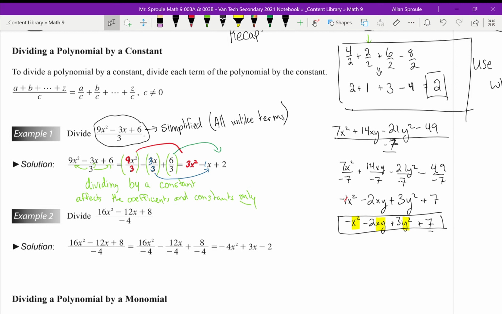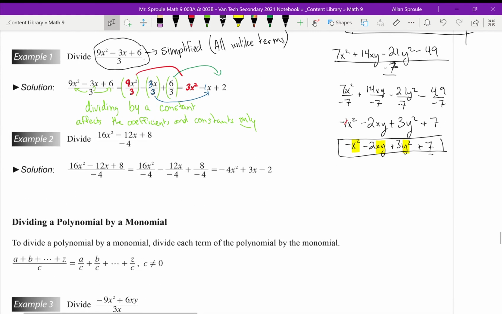Okay, and that's if we're dividing by a constant. What happens if I instead divide by a monomial? So something like, as a reminder, a monomial is something like 4x or 3y or z. So now, what do we do when we have a variable?